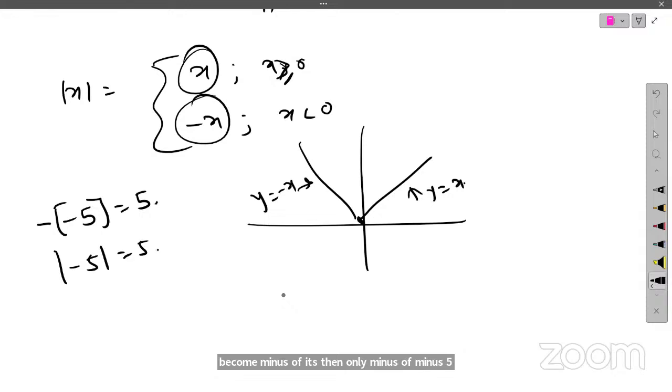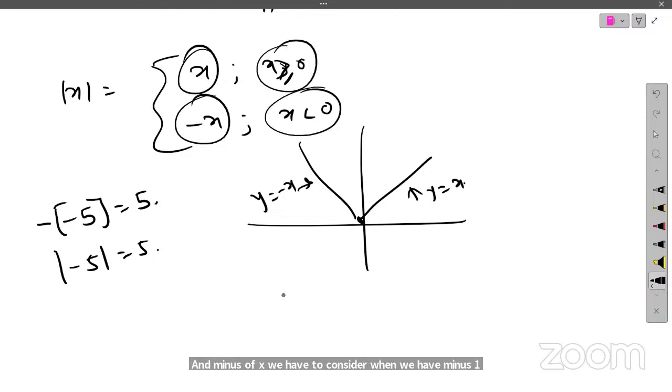So in integration, we can take the positive expression from 0 to 1, and minus x we have to consider when we have minus 1 to 0. It's a piecewise function. Okay, fine.